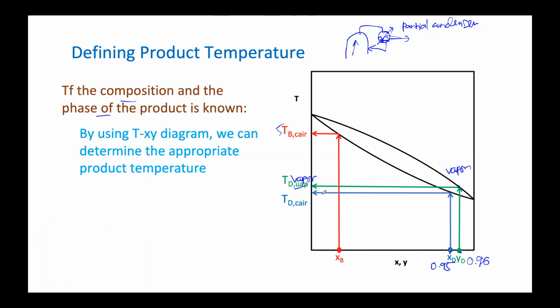Now number two, if the distillation has a total condenser, all the vapor there is cooled down to the liquid phase, and then some of it goes back as reflux, and some of it is collected. In this case, the XD would be a liquid. So if this is the composition, then we have to see the graph for the liquid, and this is the temperature for the liquid. Okay, so this is about how to read the product temperature. Any questions?